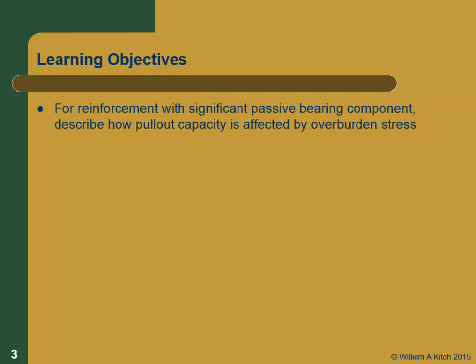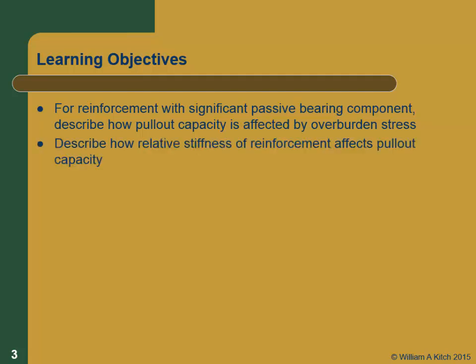For the soil that has significant passive bearing, its bearing capacity is a function of the overburden stress, and you need to be able to understand how the overburden stress affects that passive bearing. And then we talked last time about extensibility, well, we didn't call it extensibility. We talked about the stiffness of the soil versus the stiffness of the reinforcement, and that's going to play out in our designs. In the MSE world, they call it extensible versus inextensible reinforcement. And we're basically talking about steel reinforcement versus polymer reinforcements.